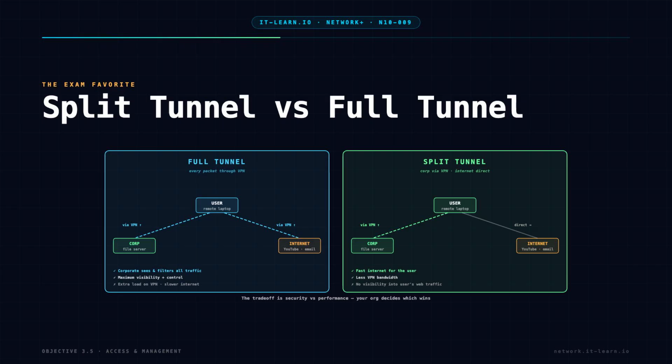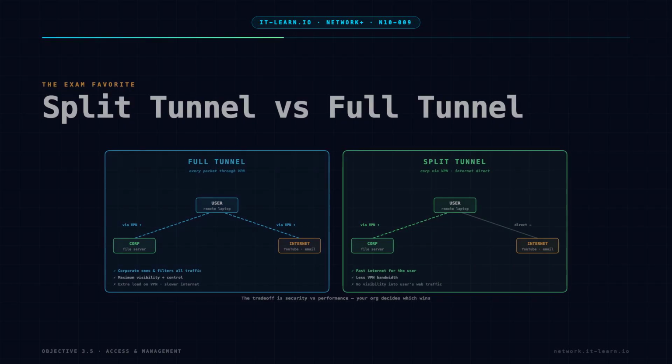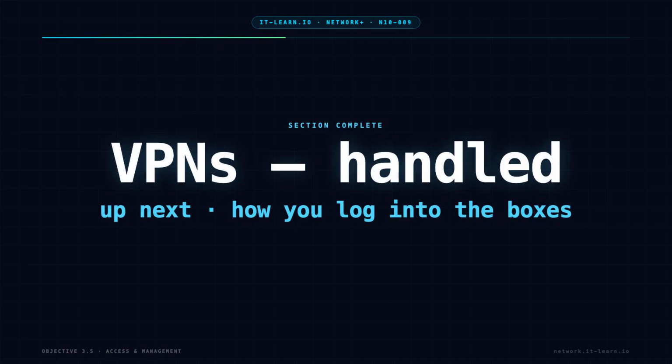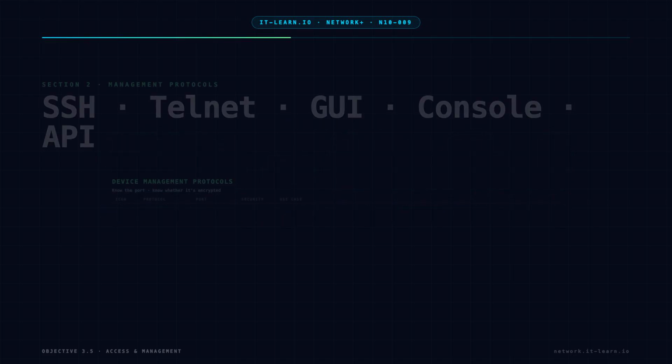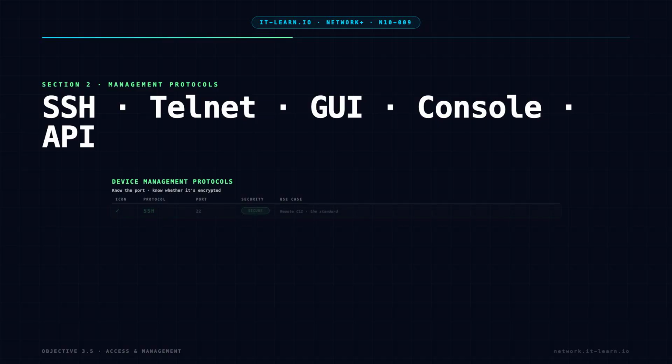SSH, Secure Shell. Port 22, this is the standard, and honestly, it's not even close. Every switch, every router, every firewall supports SSH. You open up your terminal, type SSH admin at router IP, hit enter, authenticate, and you're in. Full command line access. Encrypted end-to-end. Supports both password authentication and the better option, public key authentication, where your SSH key proves who you are.